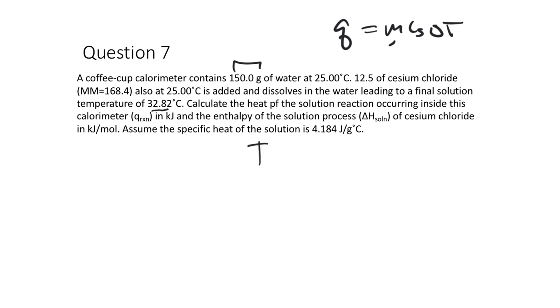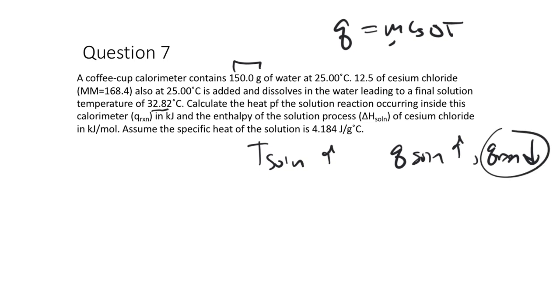And so the temperature of the solution increases, and that must mean that the heat of the solution increased, and that must mean that the heat of the reaction decreased. So the reaction loses heat in order to give the solution the heat that it receives to heat up. So our reaction here should be exothermic. And so we can calculate the heat of the reaction occurring inside the calorimeter.